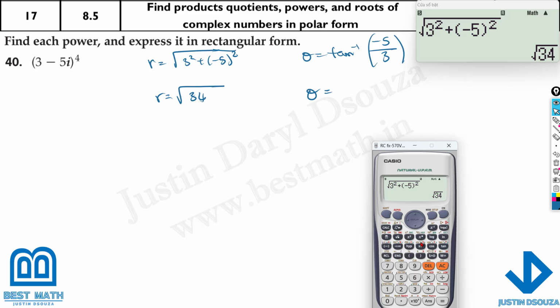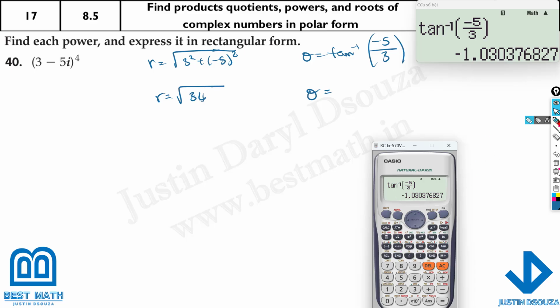Now, what about this? It's tan inverse. As long as it's in radian mode, it's fine. If not, please shift it to radian mode. It is minus 5 divided by 3, close the brackets. And here we go. It is minus 1.03. You can use this entire thing in the answer, but it's just too much to write. So now I'm just going to use the formula directly. It'll be r to the power 4 multiplied by cosine 4 times theta plus I sine 4 times theta.